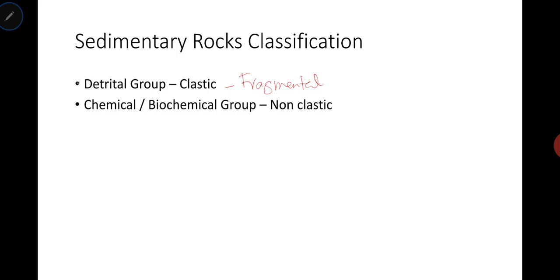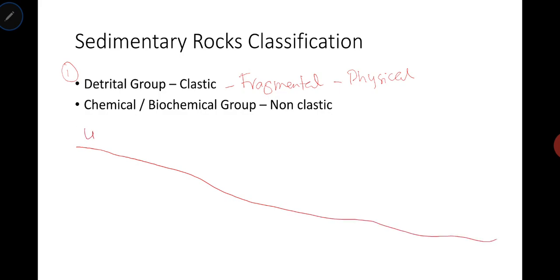The first group, it is known as fragmental or detrital group or clastic group, and it is more physical process. And the second type is more to chemical and biochemical process. So to understand the clastic, which is in physical process, let's imagine we are at the river. We have upstream and then we have downstream. So this is upstream of river, and the lower part is the downstream of river.